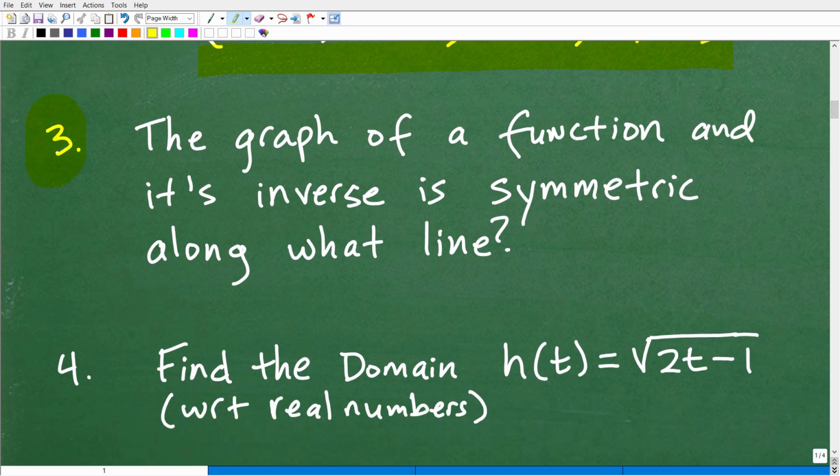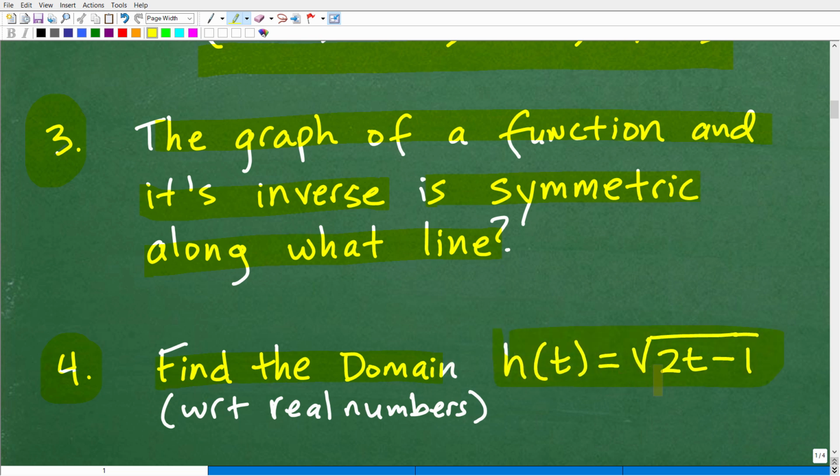The third question is: the graph of a function and its inverse is symmetric along what line? Hopefully most of you know this, but if you don't, I'm of course going to answer this here in just a second. And then our last question is, I want you to find the domain of this function here.